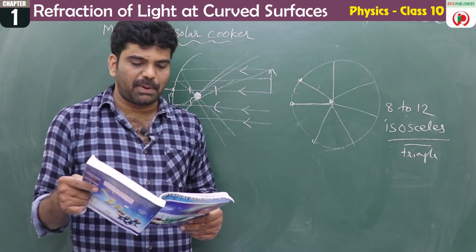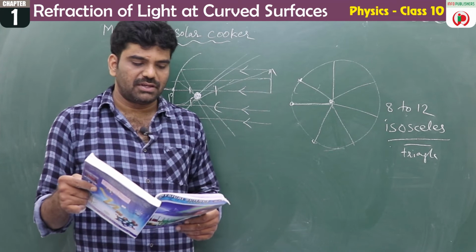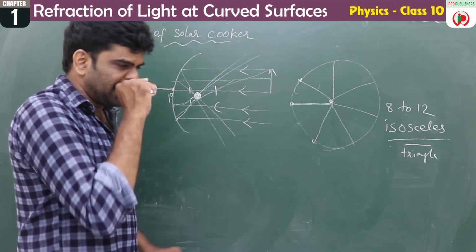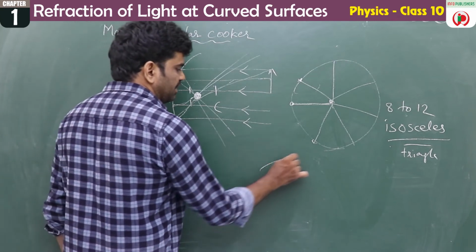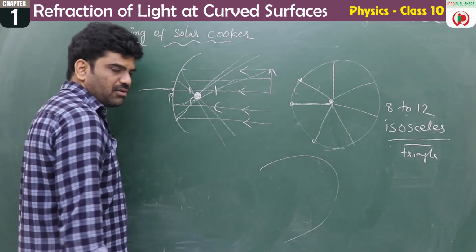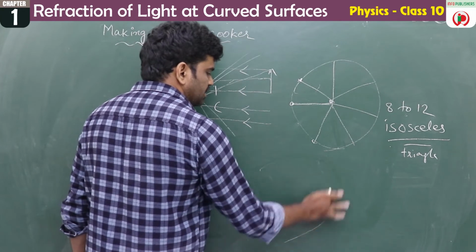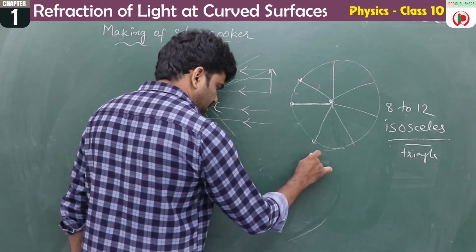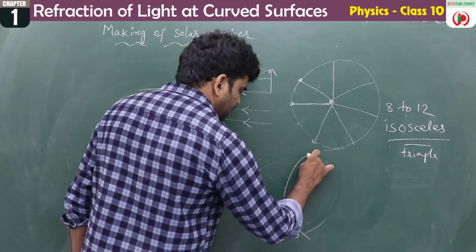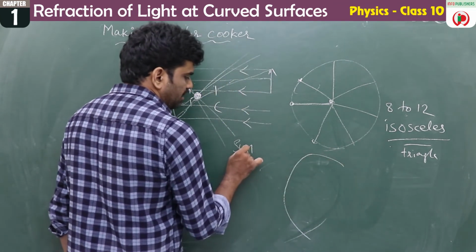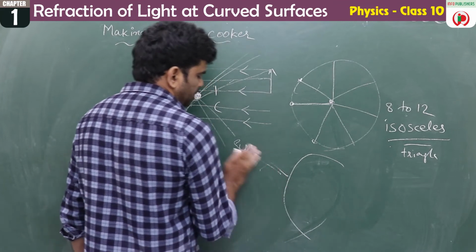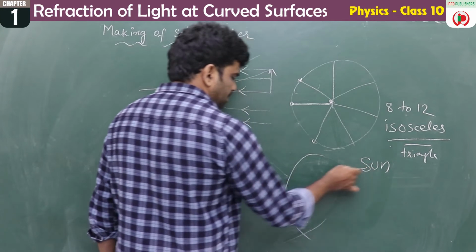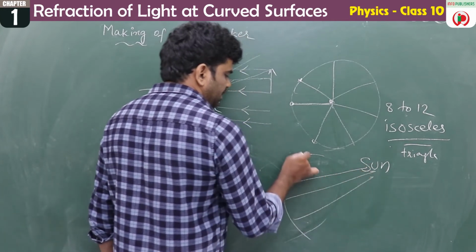Arrange it so that the concave part faces the sun. Actually, the TV dish antenna is not a circle, it will be like this. The TV dish antenna will be like this, yes or no? So how to arrange this? This is the concave part, and this is the convex part. If the sun is here, the concave part faces the sun.